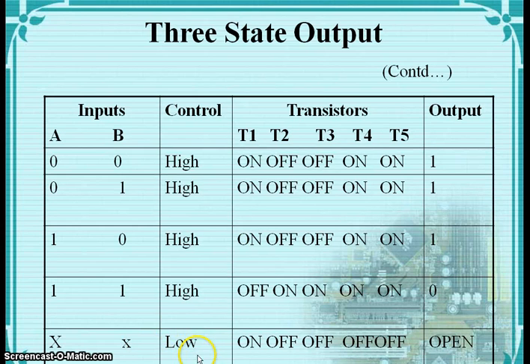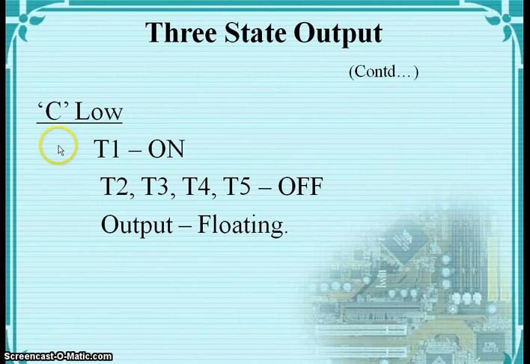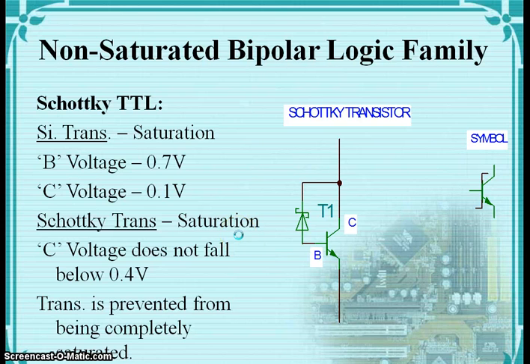When the control input is low, whatever may be the input, the output is open. So that's why it's called three-state output. It incorporates the advantages of both totem pole and open collector output systems. When the input C is high, when A and B are high, the output is low. When A or B is low, the output is high. When C is low, the output will be floating. In the case of non-saturated bipolar logic family, it uses Schottky TTL.